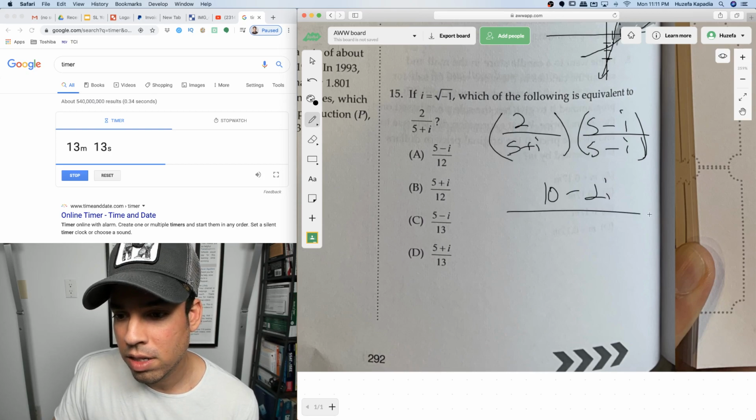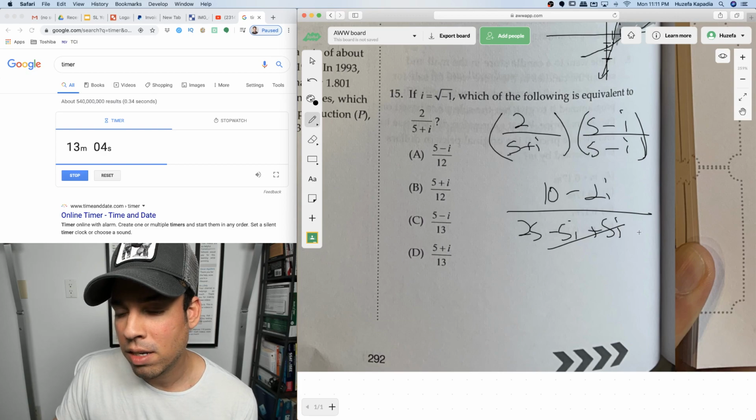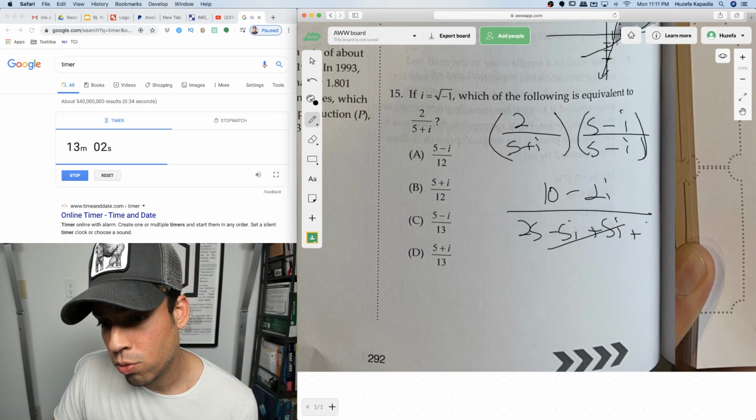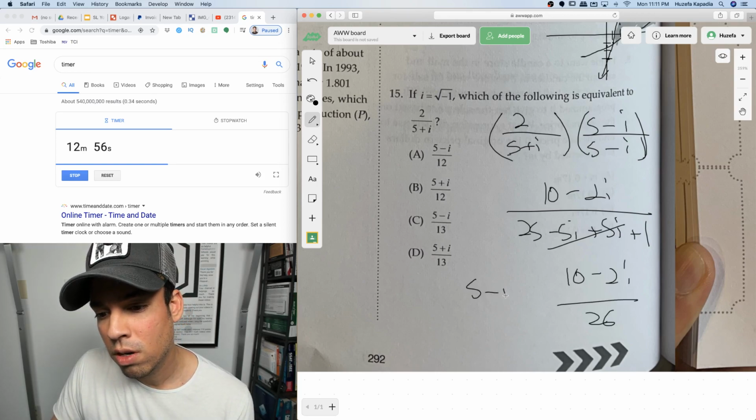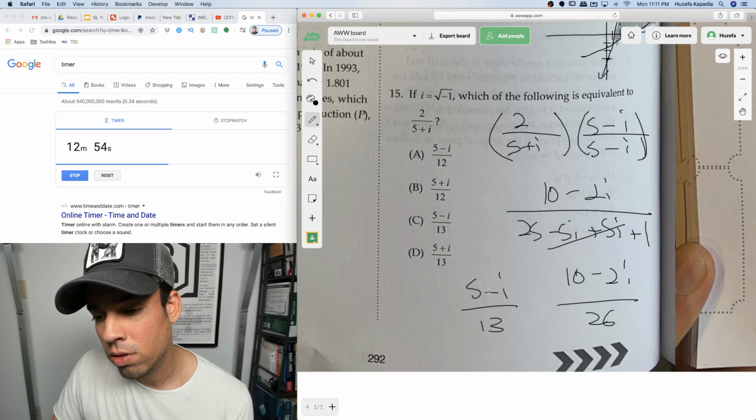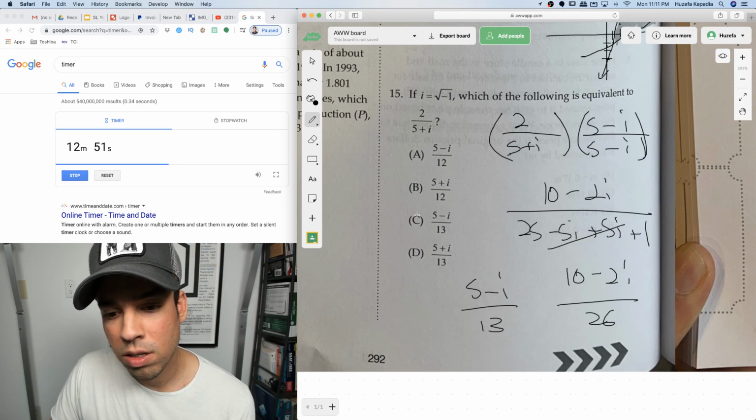And then these guys, let's FOIL that. So it becomes 25 minus 5i plus 5i. So we already know those cancel out. Minus i squared, which is minus -1, which is really plus 1. So it's 10 minus 2i over 26. Divide everything by 2. 5 minus i over 13. And that's it.